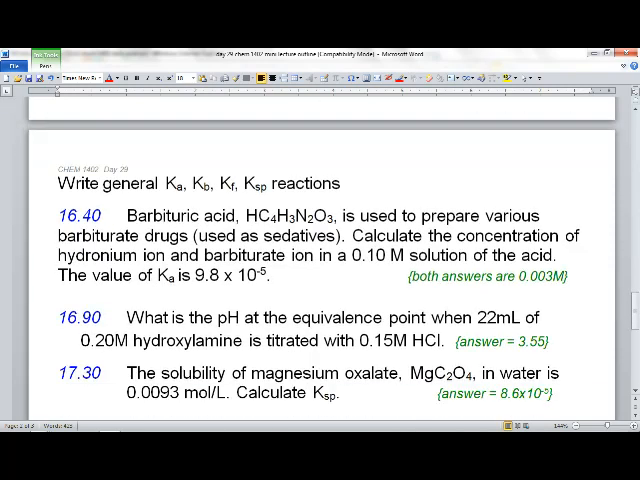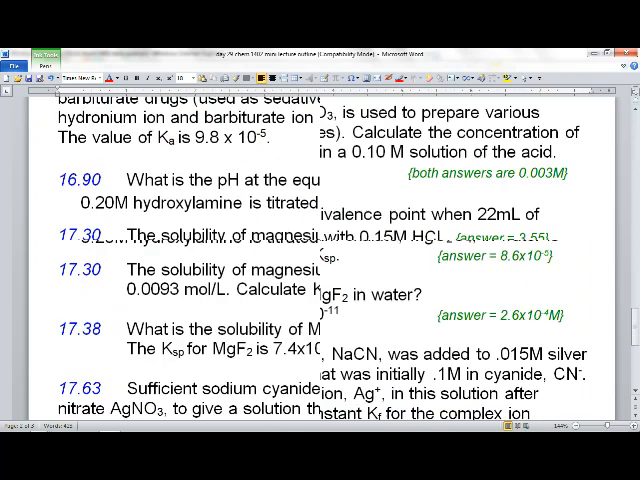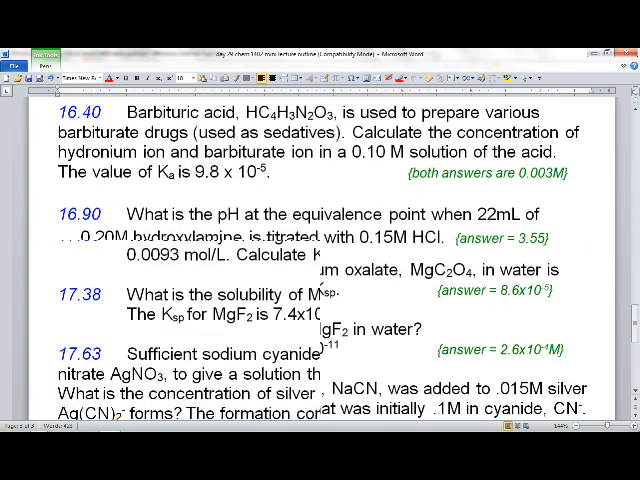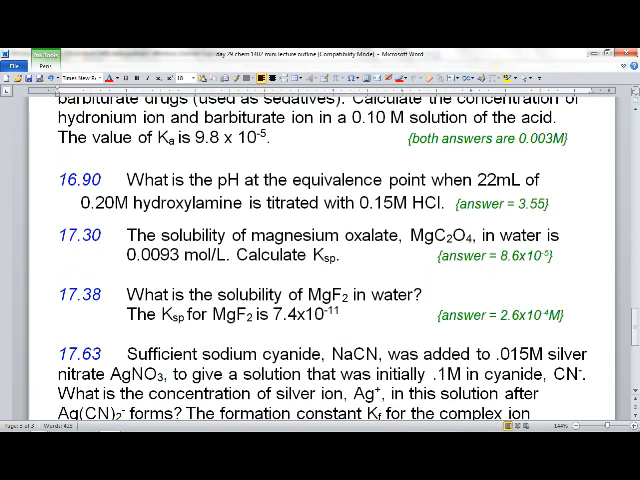Here. Where is the titration? Oh, here's a titration.